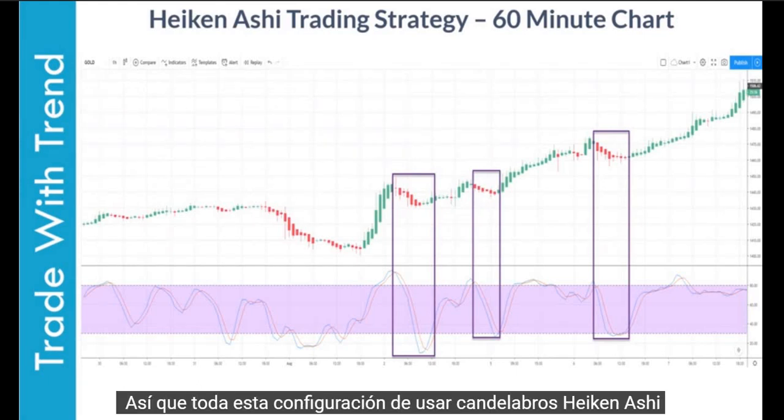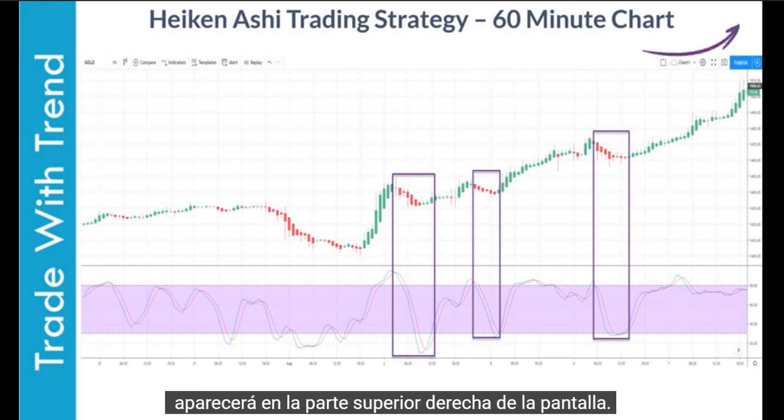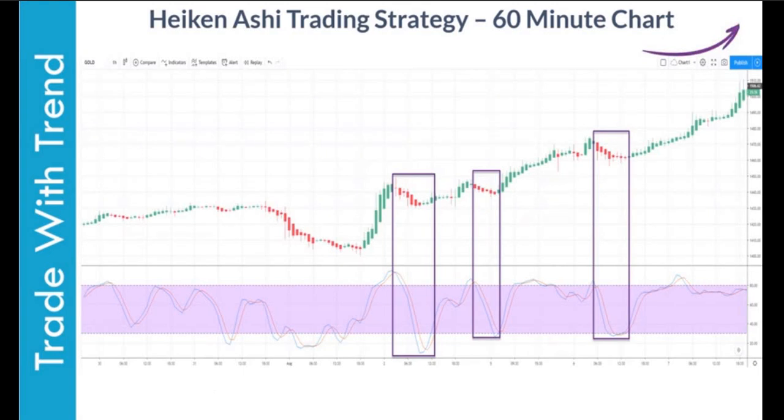So this entire setup of using Icon SE candlesticks and stochastic indicator together was explained in a separate video. Again, link to this particular video will come up at top right end of your screen in the Icon SE playlist. I think this was video number 5.